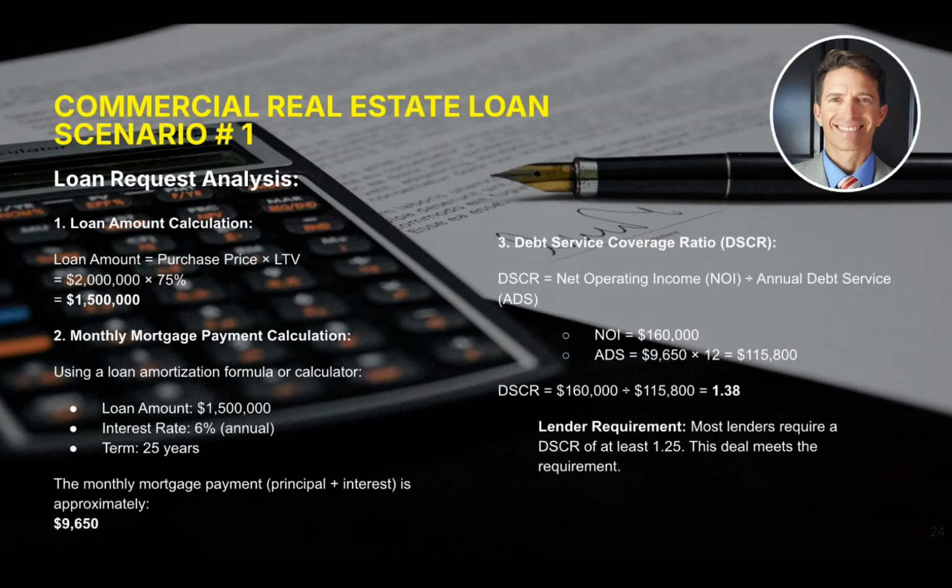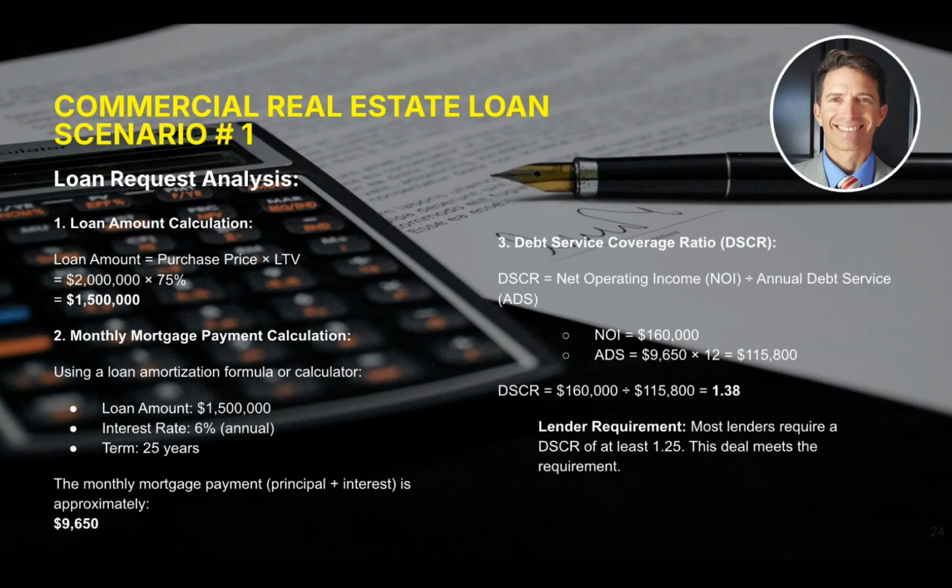Number two, the monthly mortgage payment calculation using a loan amortization formula or calculator, which you can use by going to Google and entering mortgage calculator and then entering this criteria. The loan amount, $1.5 million. The interest rate, 6%. The term, 25 years. Now, the monthly mortgage payment, including principal and interest, is approximately $9,650 once you enter that information into the mortgage calculator.